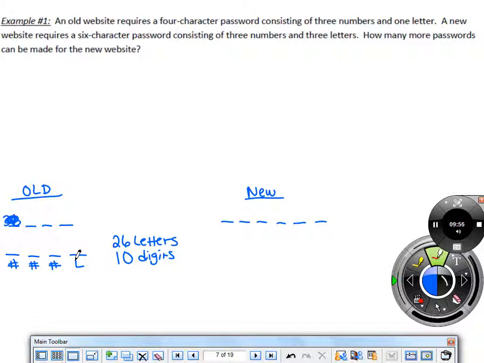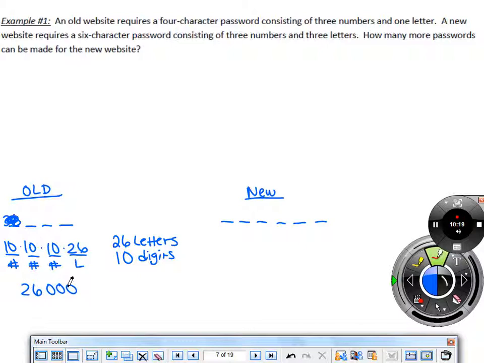So how many options would you have for the first spot? 10. And then for the next spot? 10. And the next spot? And the next spot? 26, okay? And you would multiply that all out to find your total number of possibilities, which is going to be 26,000. Okay. All right, so we're going to put the same parameter on the new one.